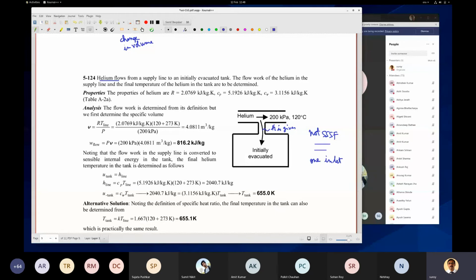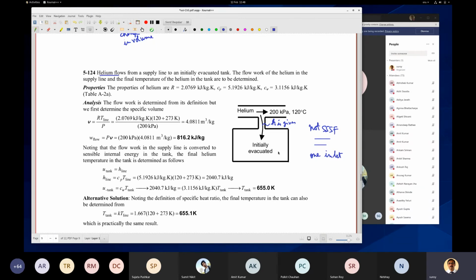Here H is given. So enthalpy H is known here because at 200 Kelvin and 120 centigrade, the enthalpy coming in is known. Okay. So this is the enthalpy coming in. You can do it in different ways. So you have to see the energy will go from E1 to E2, right, if you are filling it up.